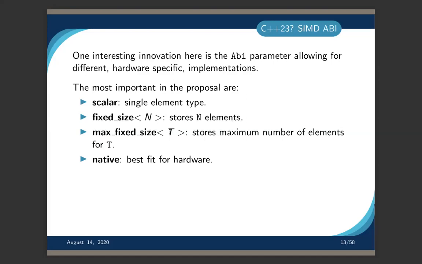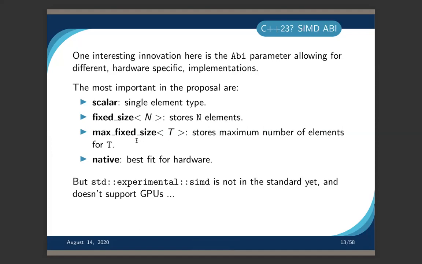There's a max fixed size of T. So you essentially say, I want doubles, you please figure out on the current architecture I'm compiling for what the max logical size is for a vector of doubles, because it's like a 512-bit or 256-bit vector length, or vector registers. And then there's native, which simply says, figure out what the native one is. Often max fixed size and native might actually be the same.